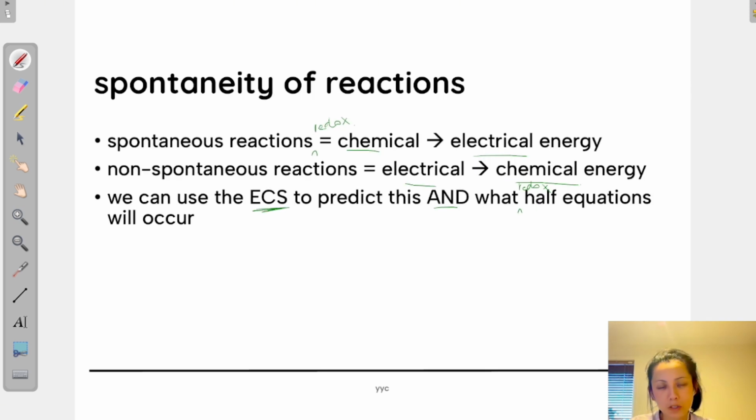Now, when it comes to the spontaneity of reactions, I'm specifically talking about redox reactions. So we're going to go from chemical to electrical energy. When it comes to non-spontaneous reactions, it's going from electrical and converting that to chemical energy. And so what we can do is actually use what's called the electrochemical series to both predict and to write the half equations for the redox reactions that are occurring.